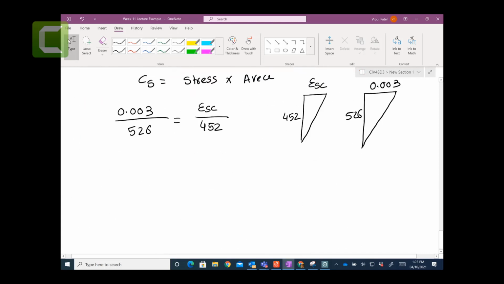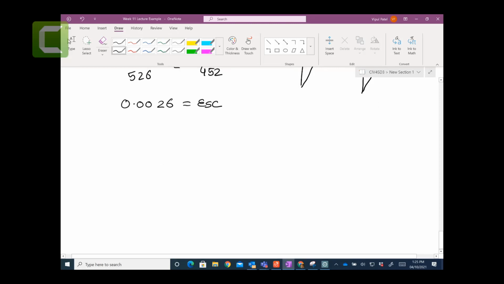So in that case, let's calculate: 0.003 times 452 divided by 526. So you get 0.0026 as εsc. What is the yield strength? Yield strength of the steel would be fsy on Es. 500 megapascals is given, and for steel we have 200 megapascals, well, 200 gigapascals, Young's modulus.